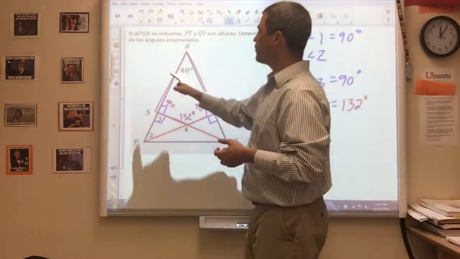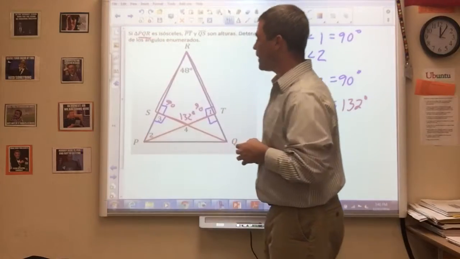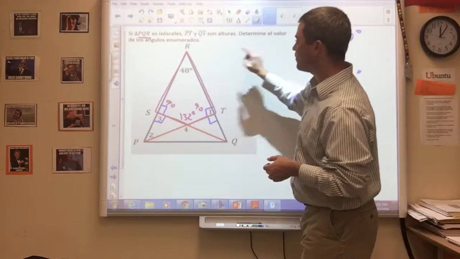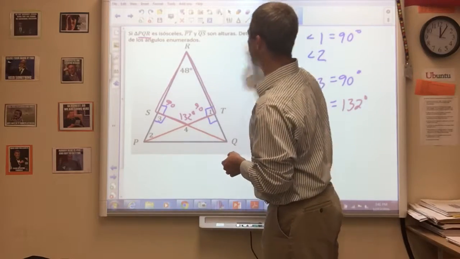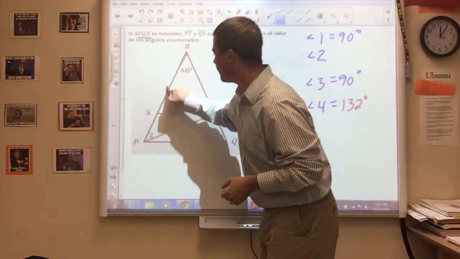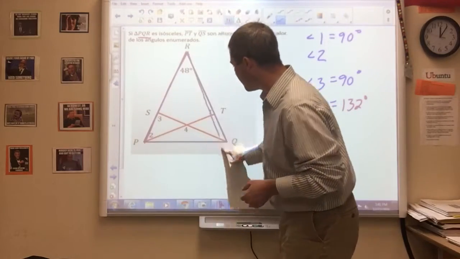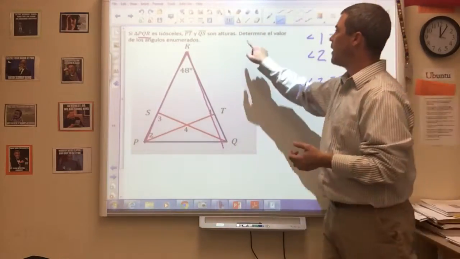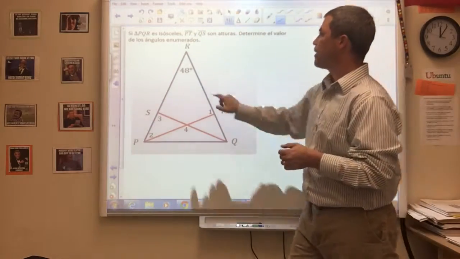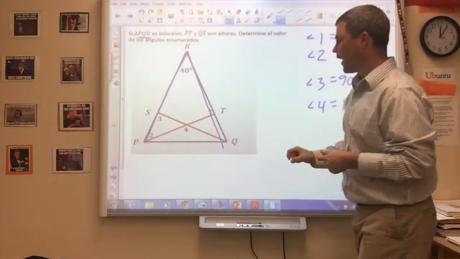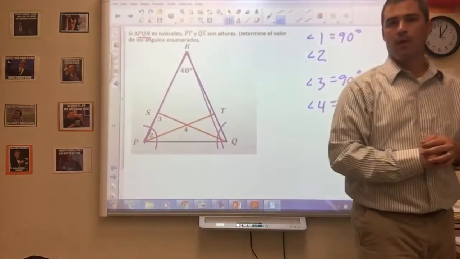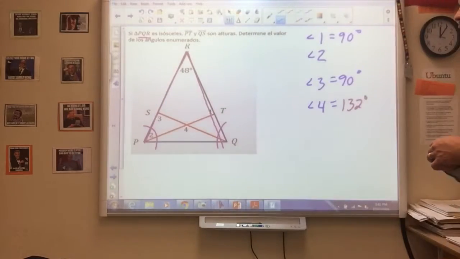And also knowing that the larger triangle PQR is an isosceles triangle, I know this side is congruent to this side. So because of that, I know that my base angles are congruent. So I know that angle P is congruent to angle Q. So how can I figure out what those angles were?